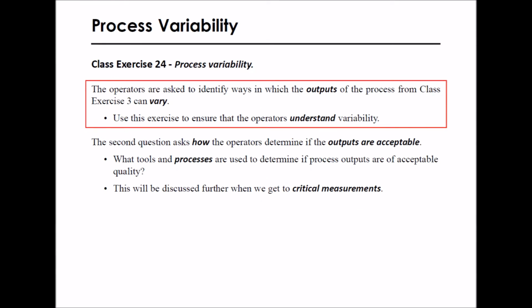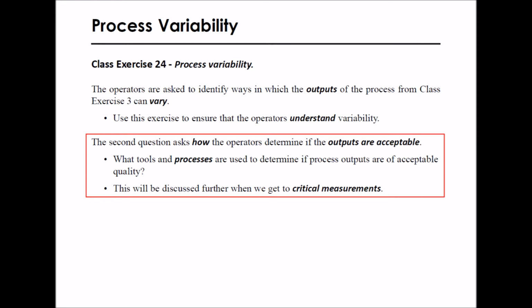In class exercise 24, the operators are asked to identify ways in which the outputs of the process from class exercise 3 can vary. Use this exercise to ensure that the operators understand the concept of variability. The second question asks how the operators determine if the outputs are acceptable. What tools and processes are used to determine if process outputs are acceptable? This will be discussed further when we get to critical measurements.